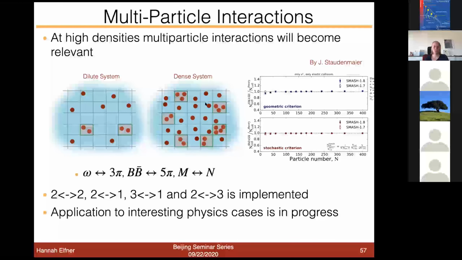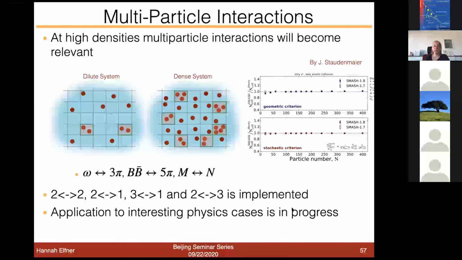So we now have some infrastructure to calculate multi-particle interactions with the stochastic collision criterion. On a grid, you really have these stochastic probabilities that decide if a certain interaction is happening, and that you can easily extend to a higher number of particles, like 2, 3, 4, 5. And we're currently working on applying this to interesting physics cases, of course.